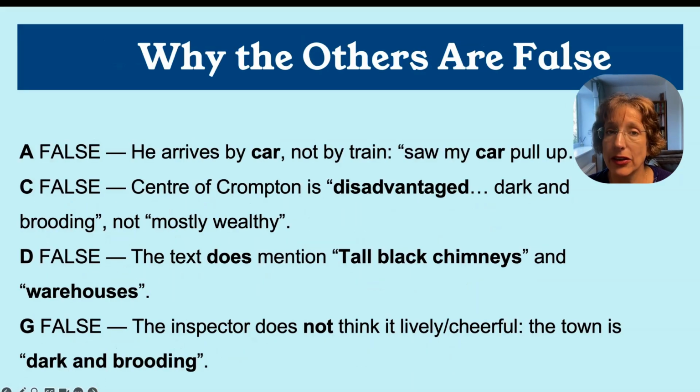So why are these false? So she saw my car pull up. That obviously didn't arrive by train. There's no mention of a train. Crompton is disadvantaged, dark and brooding. That doesn't imply that it's mostly wealthy. The text does mention tall black chimneys and warehouses, and obviously the inspector does not think the town is lively and cheerful.